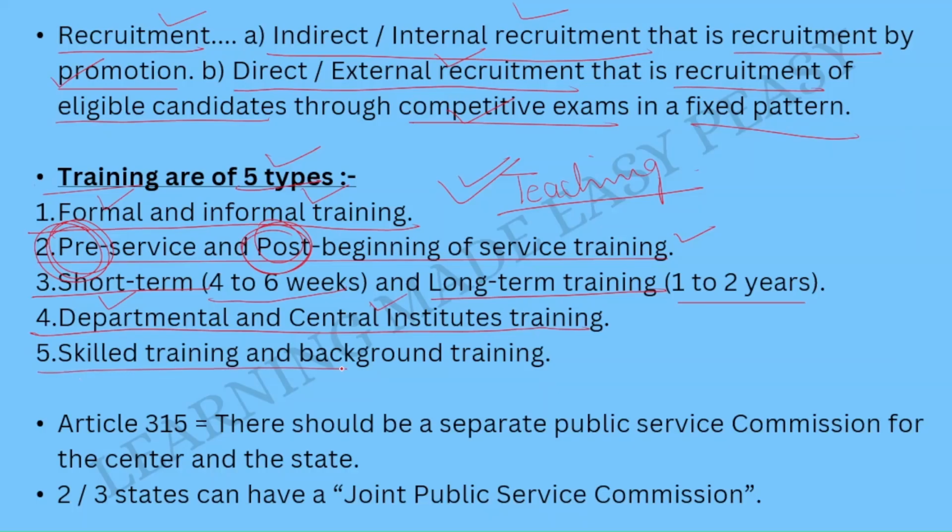Finally, the fifth is skilled training and background training. So what do we mean by skilled training? Skilled training is the training that focuses on developing specific skills that are needed for a particular job or occupation. For example, for software developers, we teach them certain programming languages like C, C++, Java, etc. So this is skilled training.